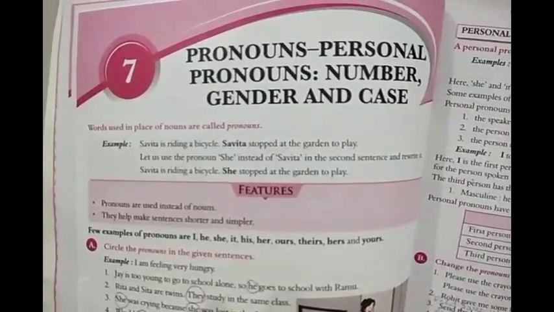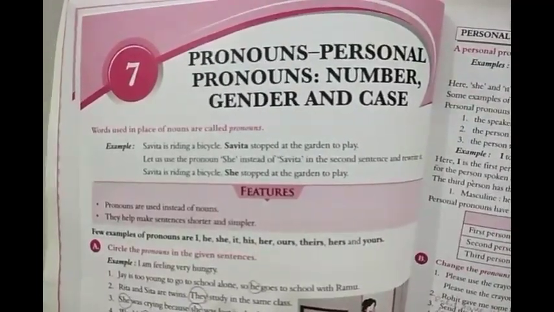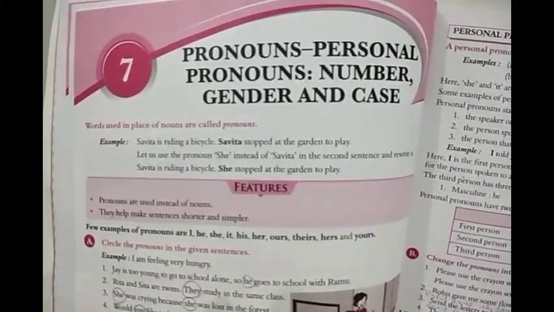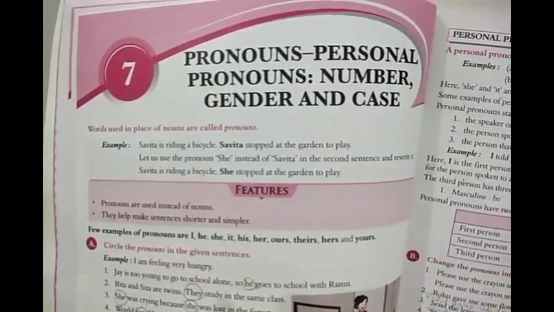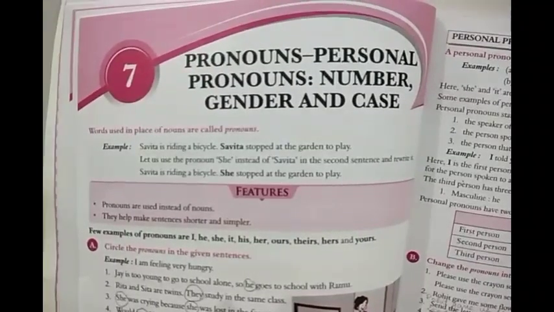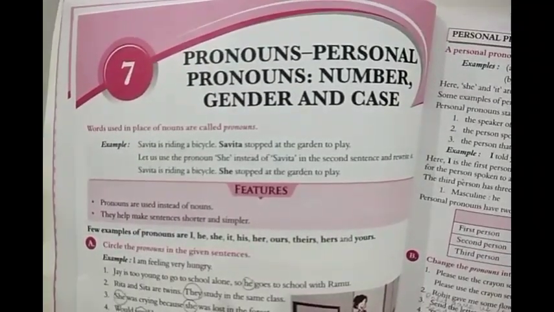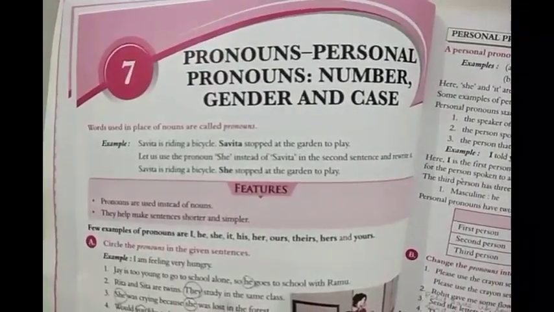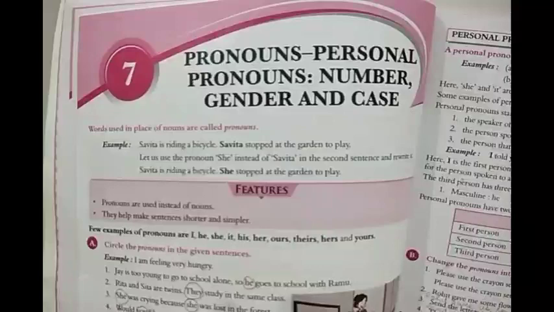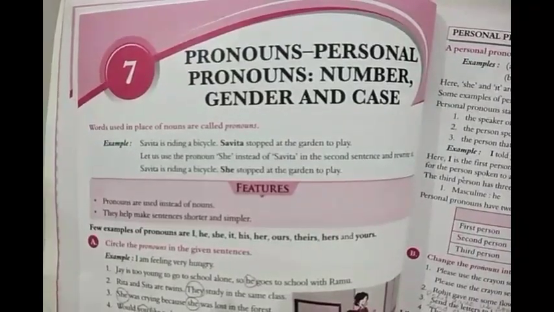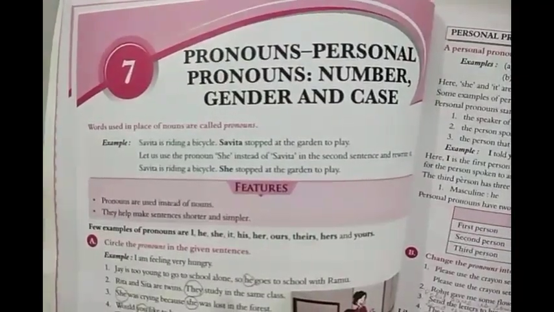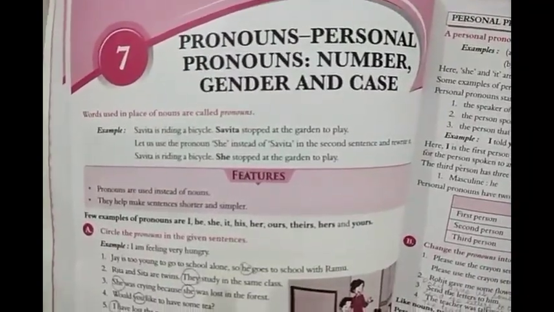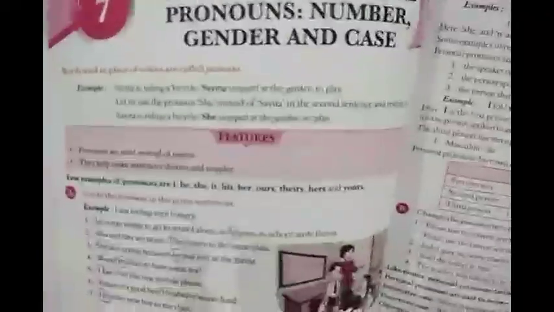Now take for example, Rohan is a good boy. Rohan always works hard. Now what do we see here in this sentence? We see the noun Rohan is repeated in the same sentence again. So in order to avoid the repetition, we can use a pronoun in place of Rohan, that is he. So if we use the pronoun he, it will be: Rohan is a good boy. He always works hard. So he, she, it, they, these are all pronouns. They are used in place of nouns.